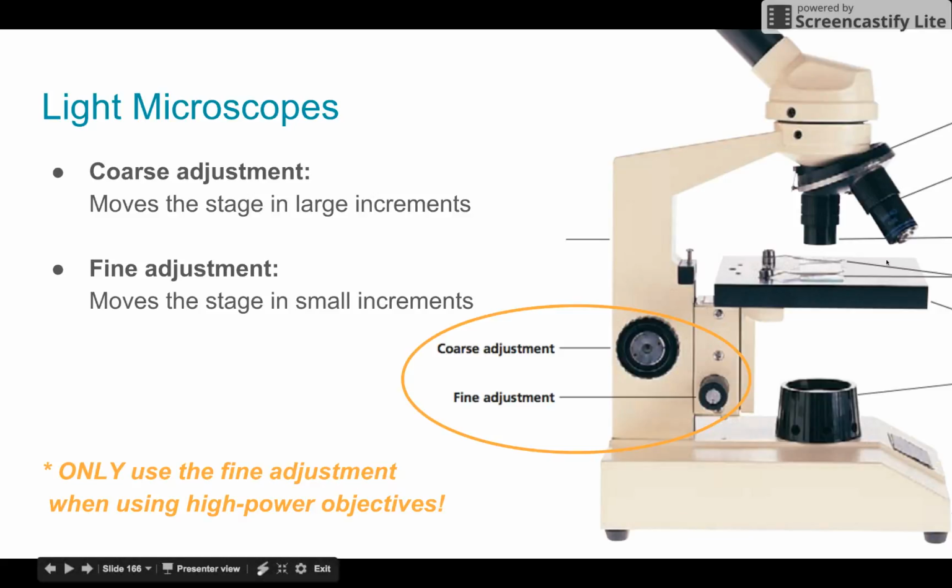And it is also important to note that when using high-powered objectives, which are the long ones like this, you only use fine adjustment because if you use coarse adjustment, the lens is so close to the stage that the stage could ram up into the lens and damage it. So we only use fine adjustment so that the stage is only moving in small amounts because we do not want to damage these microscopes as they're very expensive.